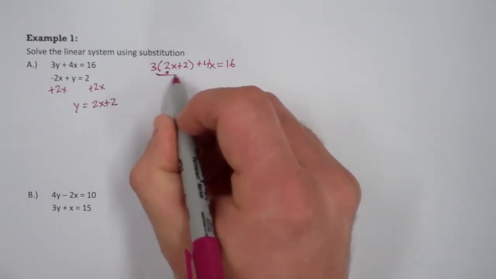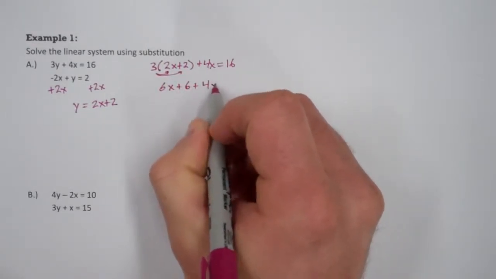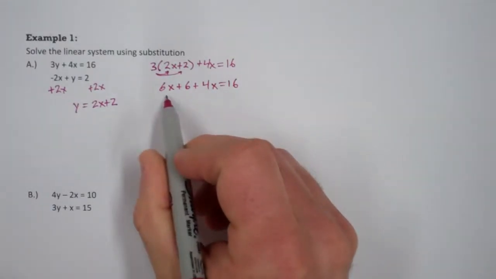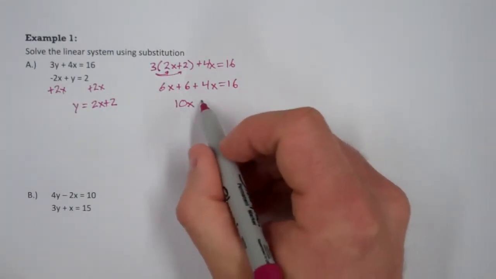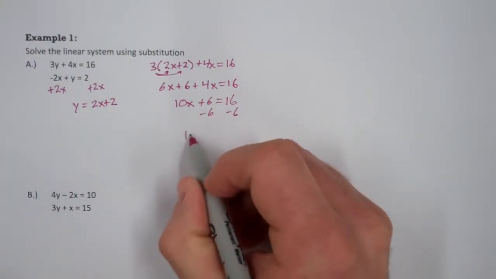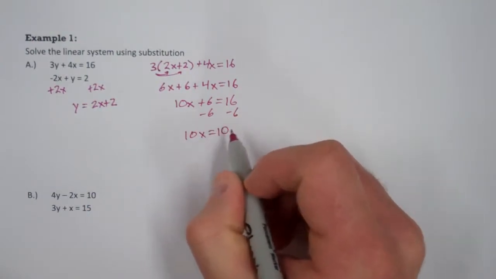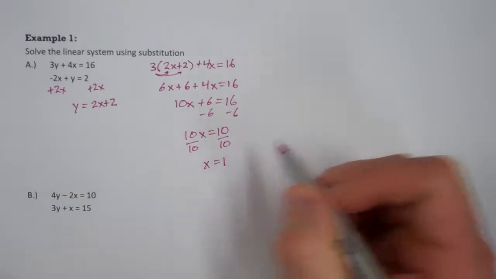Now we can use the distributive property and combine like terms. 6x and 4x is 10x. Then we'll subtract 6 and divide by 10. And we find x to be 1.